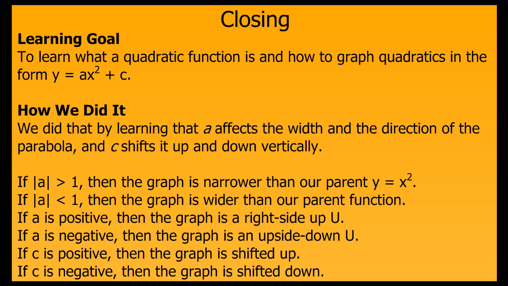If the absolute value of a is greater than 1, then the graph is narrower than our parent function y equals x squared. If the absolute value of a is less than 1, then the graph is wider. If a itself is positive, then the graph opens up. If a is negative, then the graph opens down. If c is positive, then the graph is shifted up. And if c is negative, then the graph is shifted down.